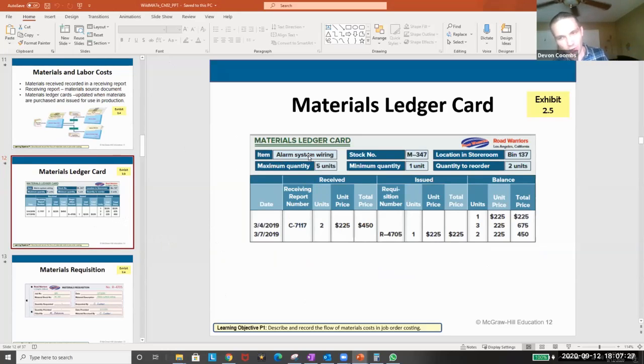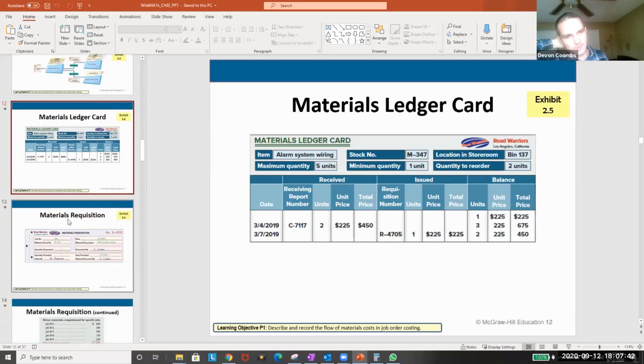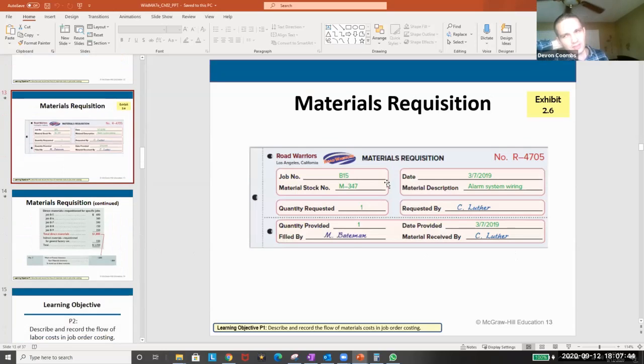But here they're building an alarm system. Here's the date, here's the item they received. This is the items they were issued. And this is the balance of total items they received. This is just showing you examples. For homework questions, I don't expect there to be a lot on this.